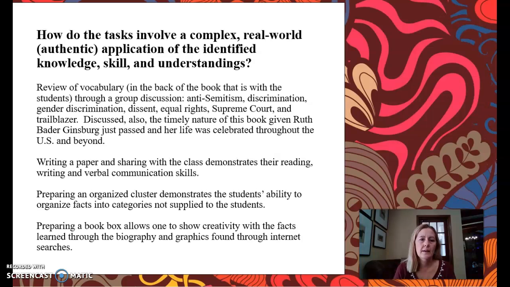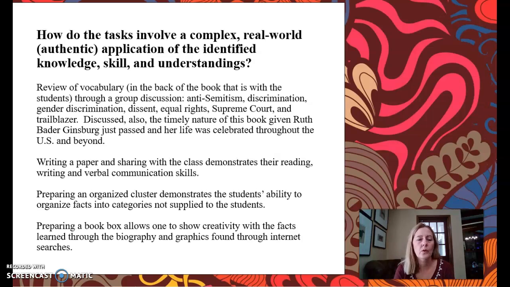How did the task involve a complex real-world application of the identified knowledge, skill, and understandings? On the first day, I asked them whether they read the book and about specific vocabulary words. The vocabulary words were within the context of the book and also available at the back of the book. I didn't point to those specifically, but we went through the different topics and had a pretty in-depth discussion about the meaning of anti-Semitism, discrimination, gender discrimination, dissent, equal rights, Supreme Court, and trailblazer.